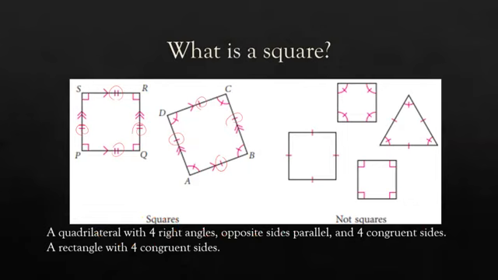I challenge you to think of another way to define it in the same length of definition. What else could we start with instead of a rectangle? We could call it a rhombus with four right angles. Remember, a rhombus had opposite sides parallel and it had four congruent sides. So the only thing missing would be the four right angles.